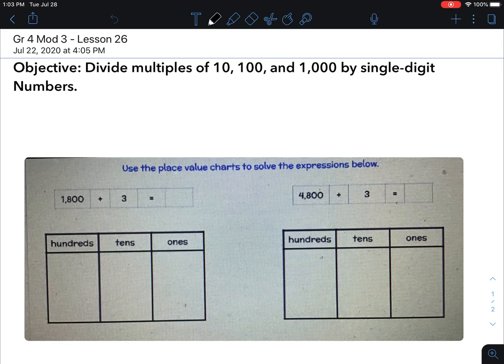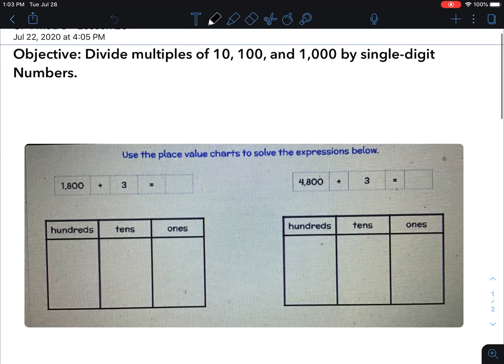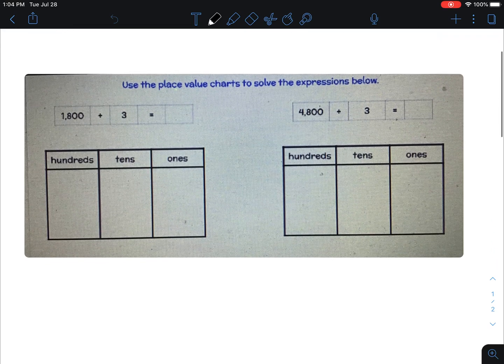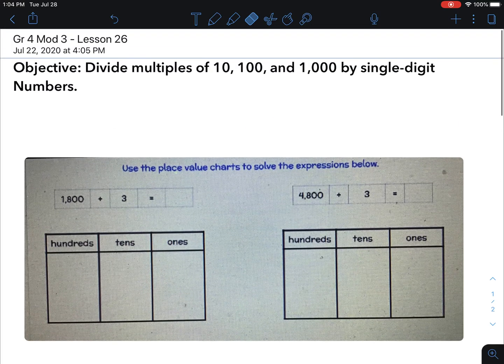Objective for this lesson is I can divide multiples of 10, 100, and 1000 by single-digit numbers. All right, so let me show you a couple of examples of problems you might have. I'm going to show you using a place value chart here and here. And then I'm going to show you just with the algorithm.